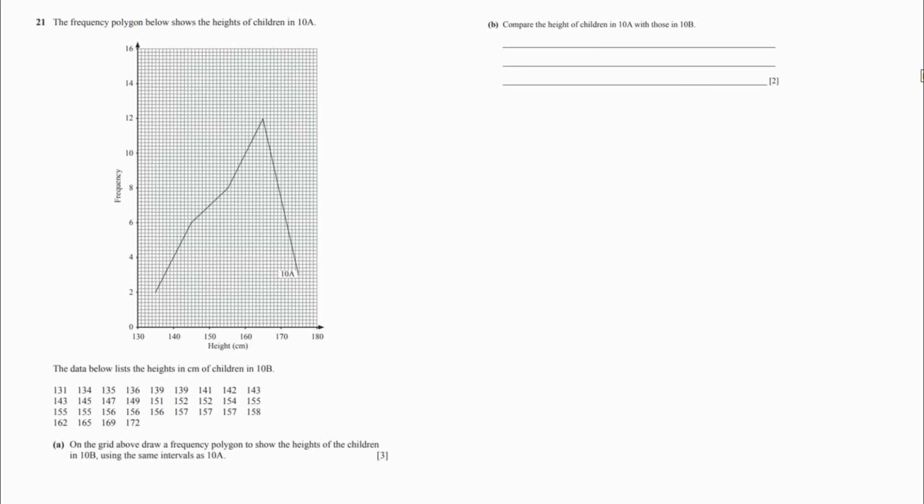Question number 21. The frequency polygon below shows the heights of children in 10A. The data below lists the heights in centimeters of children in 10B. So we have the data for 10B here, and then we have the frequency polygon that shows the children in 10A. On the grid below, draw a frequency polygon to show the heights of the children in 10B using the same intervals as 10A. So we are going to draw a frequency polygon.